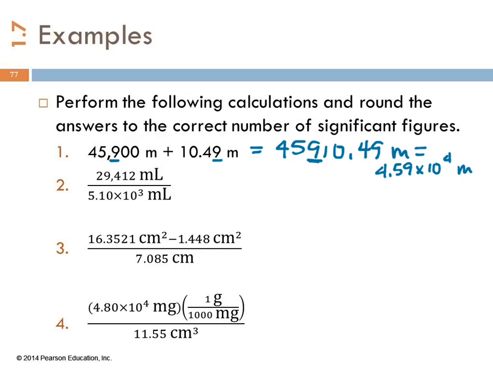Any questions? Does it bother anyone that we added something to 45,900 and our answer is still 45,900? Does that bother you? A little bit maybe? Like, well, that doesn't seem right. But if this is a measurement of distance to the nearest 100 meters, does adding 10 meters matter at all? No, it doesn't. It's not significant because the original 45,900 is not known that closely.